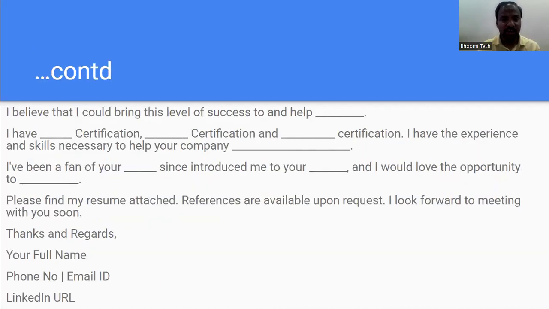And I believe that I could bring a high level of success and help the company. If you have certifications, mention them. You can say that you have been following the company for so long, and you would like the opportunity to serve that company. And this is the sample email to write to HRs, hiring managers, or startup founders, whoever you want.